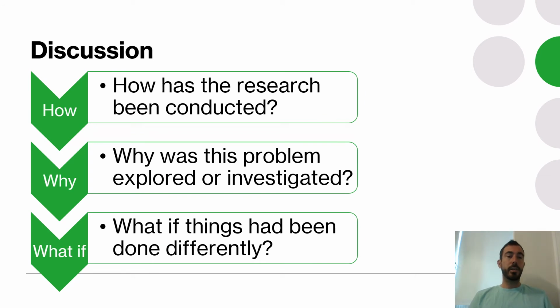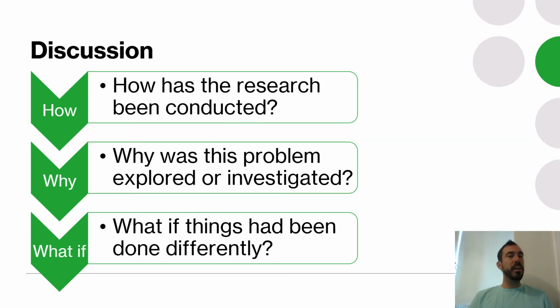The next stage of academic writing is to turn description into discussion. And the discussion is how, why, and what if. How has the research been conducted? How have the methods been used? How have the aims been written, for example? The why looks at why was the problem explored or investigated in the first place? Why was this a relevant or credible piece of research to implement?